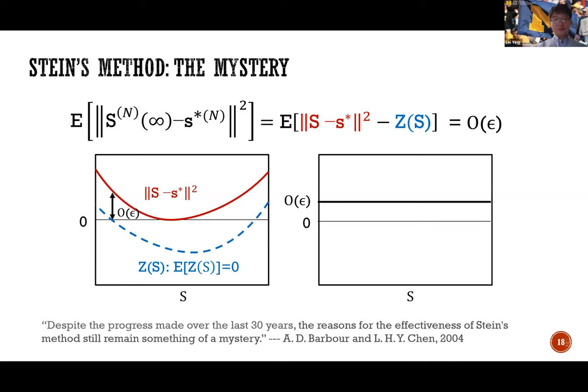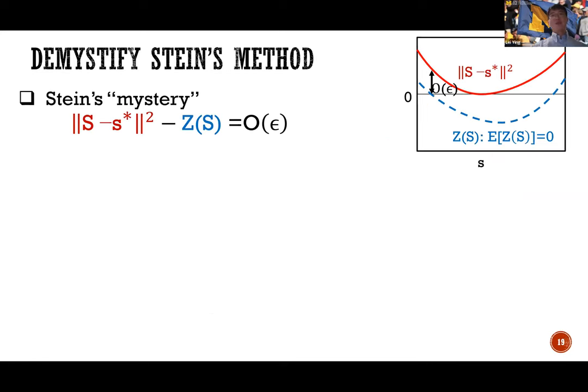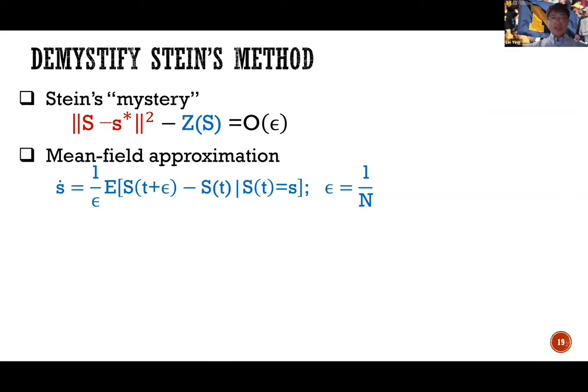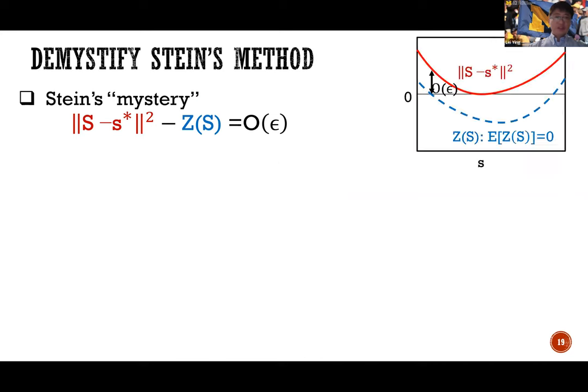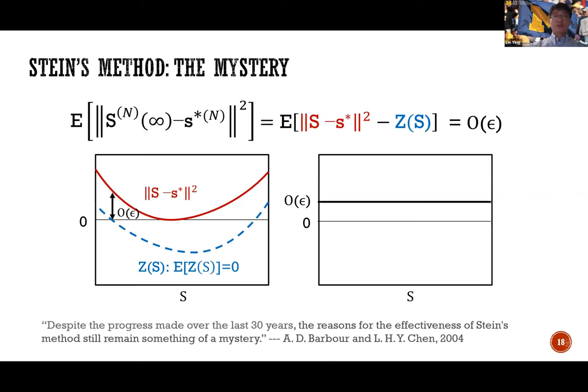Of course, now the question: how do we get this Z? What the hell is this Z, right? And how do we even get that? So now let's look at, of course, if this is just for a general distribution, a general stochastic system.